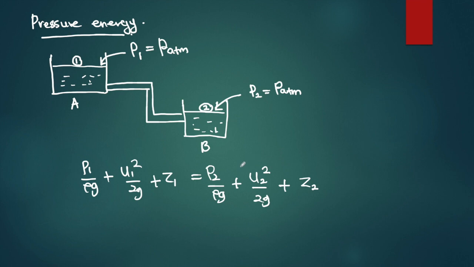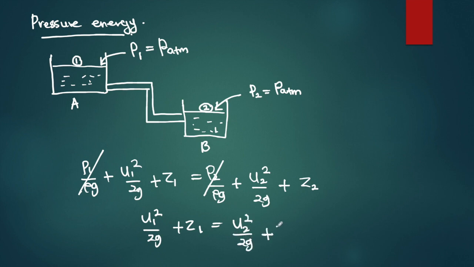Therefore, in the Bernoulli's equation, we only deal with gauge pressure, gauge value. Therefore, we will exclude atmospheric pressure in our calculation. Therefore, P1 and P2 will be 0 in our equation. So your equation is left with U1 square over 2g plus Z1 equal to U2 square over 2g plus Z2. So from here, you will calculate whatever the objective of your question is.